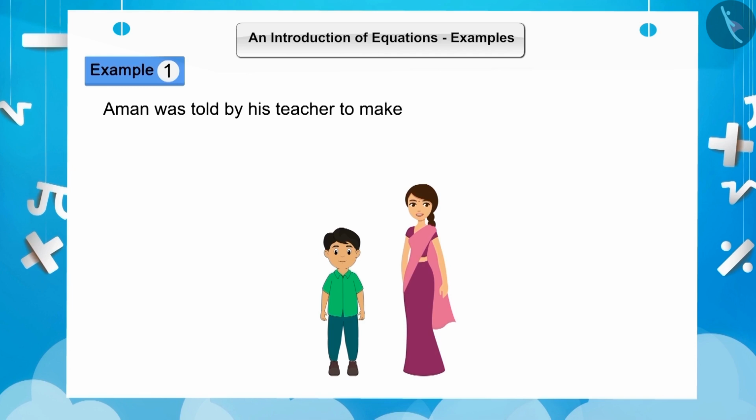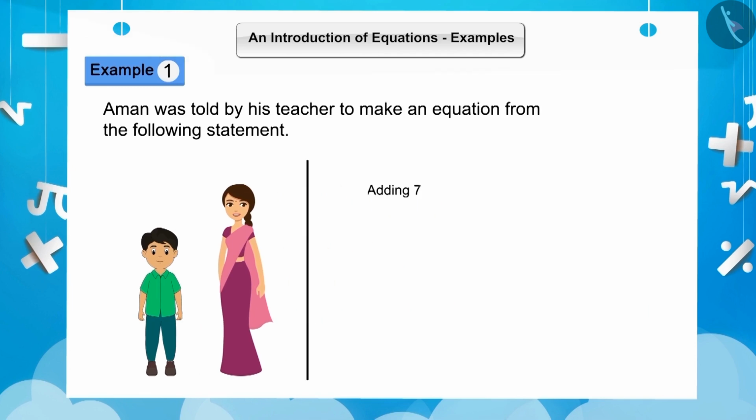Aman was told by his teacher to make an equation from the following statement. Adding 7 to the double of y gives 15. Here y is a variable. Let's make an equation together.